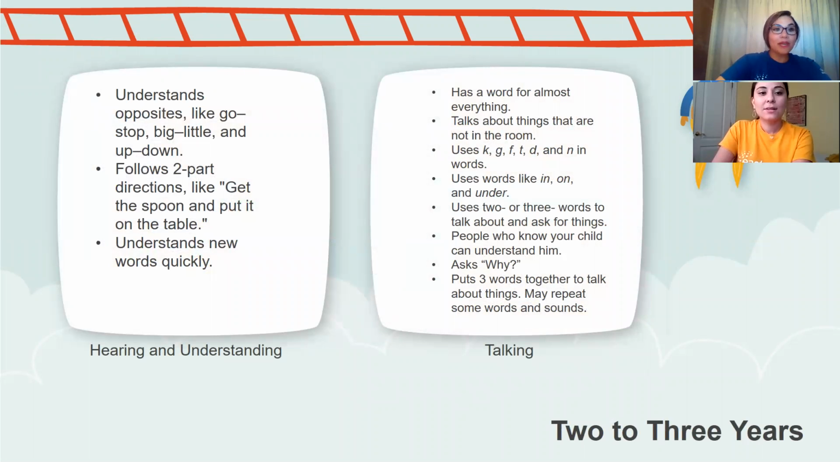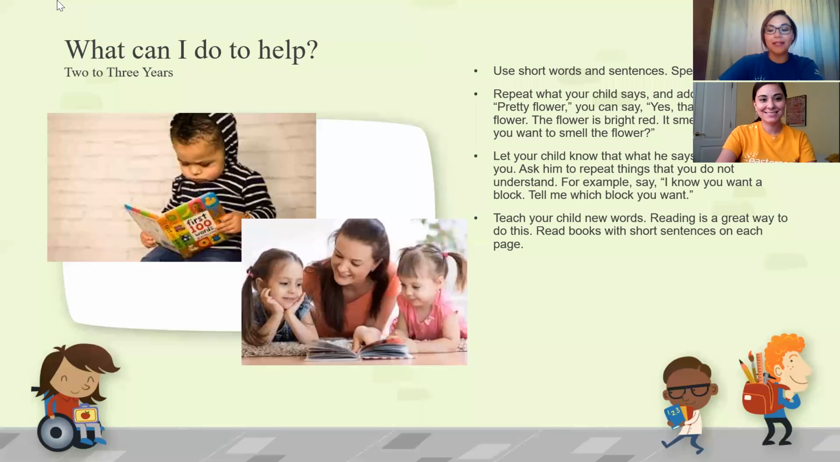We're at 2 to 3 years of age. Hearing and understanding. What should we be able to do? At this point, babies should be able to understand opposites like go, stop, big and little, and up and down. They should be able to follow two-part directions such as get the spoon and put it on the table. And you'll realize that they'll start understanding new words quickly.